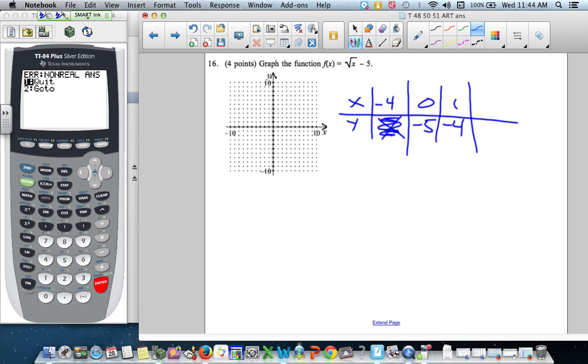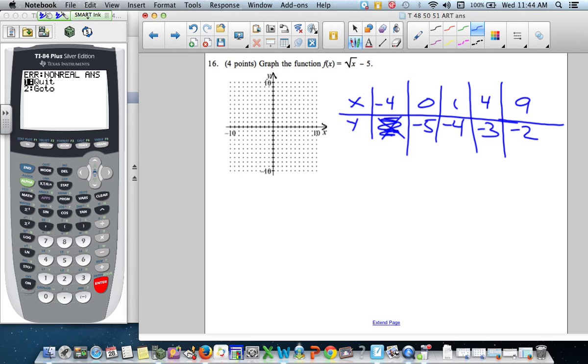What I'm going to do is skip to the next one that's not going to be a decimal, which is the next perfect square. Square root of 4 is 2. 2 minus 5 is -3. What's the next one in the list? It's the next number you know the square root of. 5, 6, 7, 8, 9. So I'm just going to skip to that. Square root of 9 is 3. 3 minus 5 is -2.